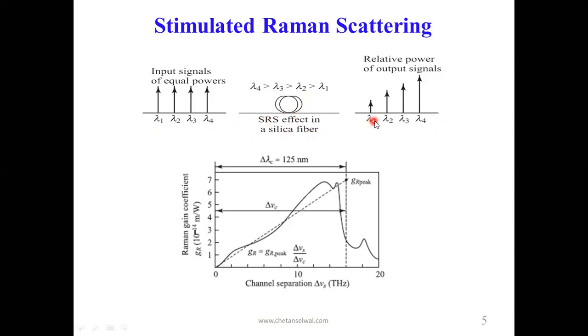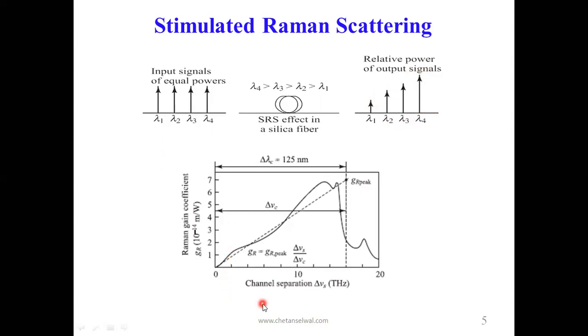some power from lambda 1 will get transferred to the signal corresponding to lambda 2. So lambda 2 has got amplified and lambda 1 has depleted. In a similar fashion, some power from lambda 2 will get transferred to the signal corresponding to lambda 3, and some power from the signal corresponding to lambda 3 will get transferred to the signal corresponding to lambda 4. So we can see that this power transfer takes place in a linear fashion almost.